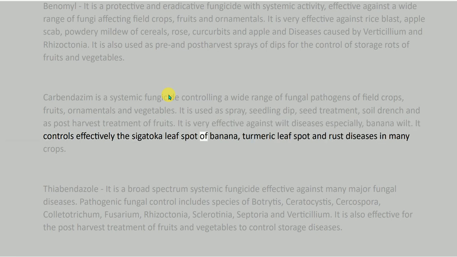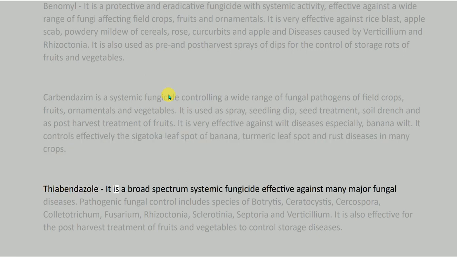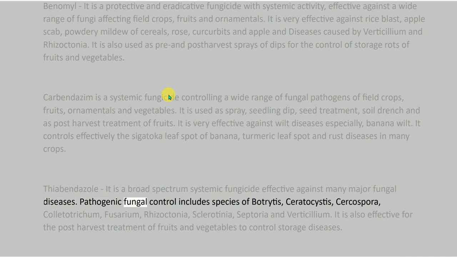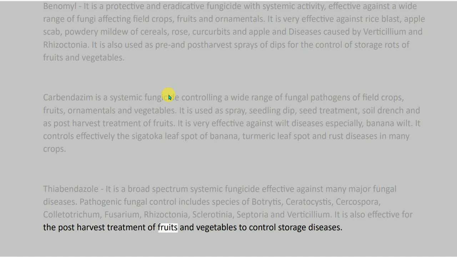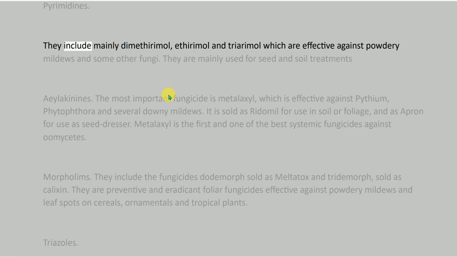Thiabendazole is a broad-spectrum systemic fungicide effective against many major fungal diseases. Pathogenic fungal control includes species of Botrytis, Ceratocystis, Cercospora, Colletotrichum, Fusarium, Rhizoctonia, Sclerotinia, Septoria and Verticillium. It is also effective for the post-harvest treatment of fruits and vegetables to control storage diseases. Pyrimidines. They include mainly dimethirimol, ethirimol and bupirimate, which are effective against powdery mildews and some other fungi. They are mainly used for seed and soil treatments.